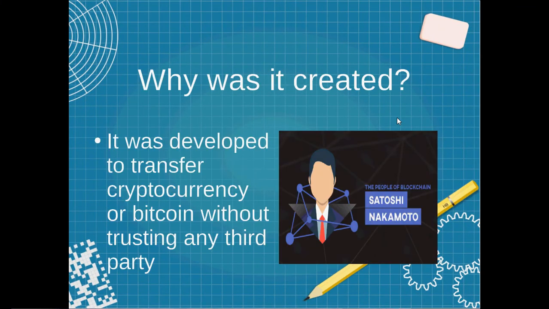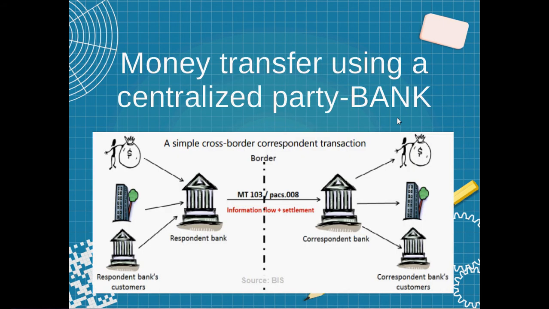It was developed by a person named Satoshi Nakamoto in 2008, who used blockchain technology to transfer cryptocurrency, which he called bitcoins, from one person to another without relying on any third party like a bank. When we send money to any other person using a payment method like PayPal or MasterCard, we rely on a bank to validate and carry out that transaction.